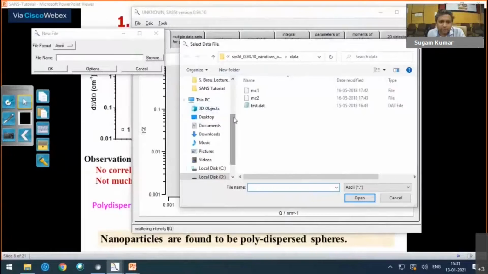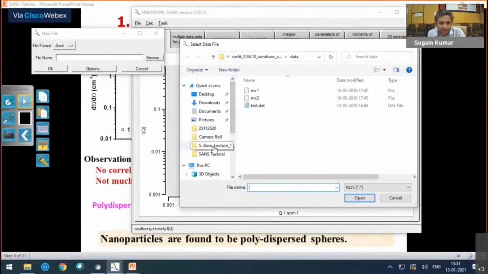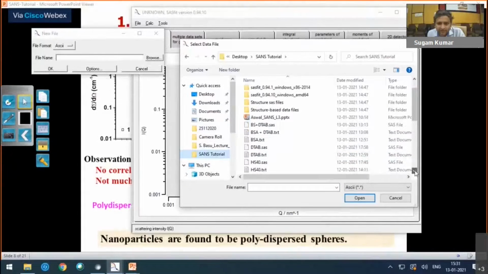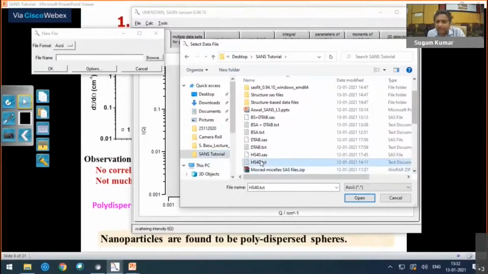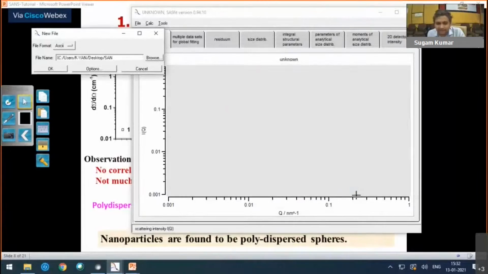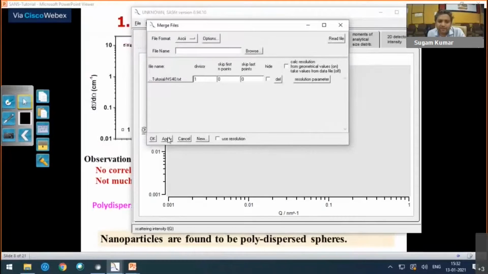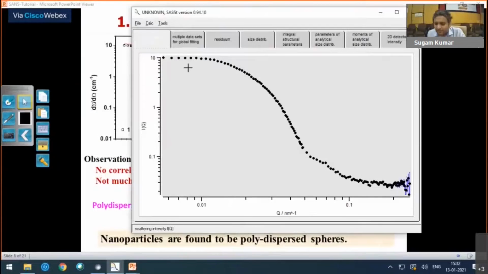So we will choose where our data is. Science tutorial. And I am choosing one set of nanoparticle system. Okay. This file will appear. I will just apply. We'll talk about this window also, but beforehand, let's see how to do data analysis.